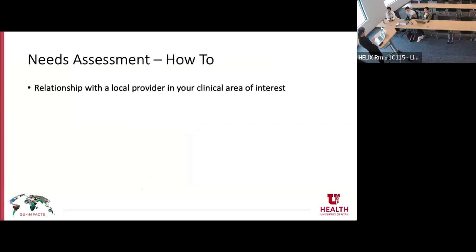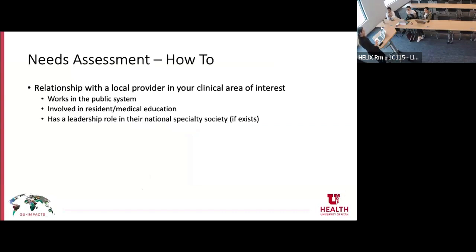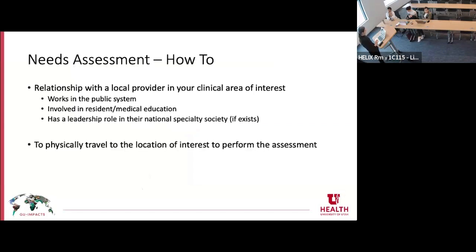So aside from having an idea for what you want your program to focus on, I think the first step is really to build relationships with local providers in clinical areas of interest. Ideally, that person works in the public system. Ideally, they're involved in some form of resident or medical education. And ideally, that person maybe has a leadership role or at least participates in their national specialty society. This sort of allows you to have a connection locally with somebody that you could actually work with to make a difference in the education system.